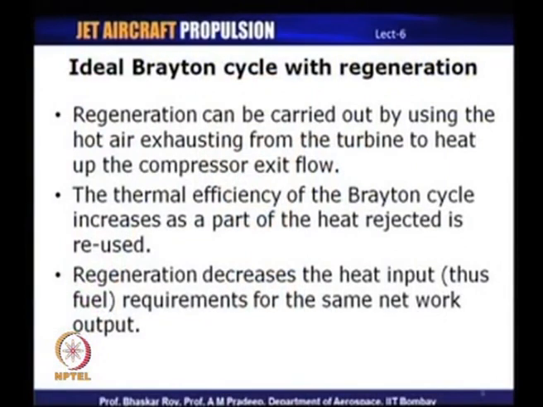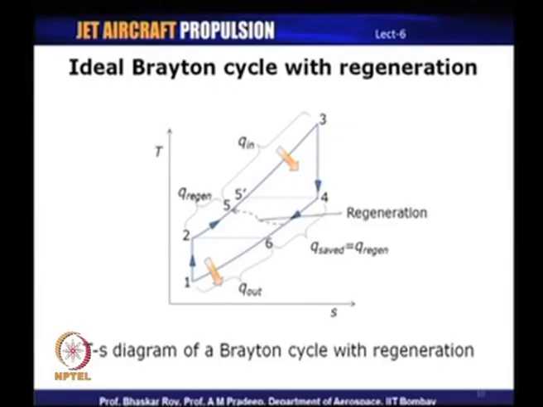So, basically regeneration would decrease the heat input requirements for the same amount of net work output, and we know that as we reduce the heat input with the same work output, the efficiency can increase. Let us take a look at a regeneration cycle on a TS diagram, again for an ideal Brayton cycle. So, the process between 1, 2, 3 and 4 represents an ideal Brayton cycle on a TS diagram, where processes 1, 2 and 3, 4 are isentropic, and 2, 3 and 4, 1 are constant pressure processes.